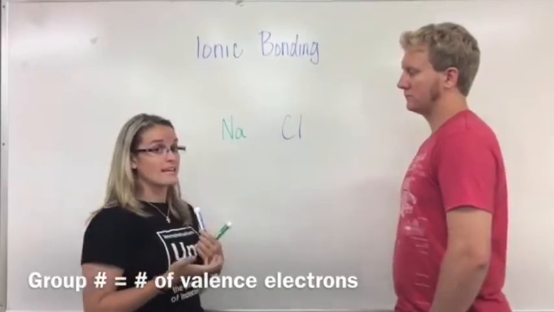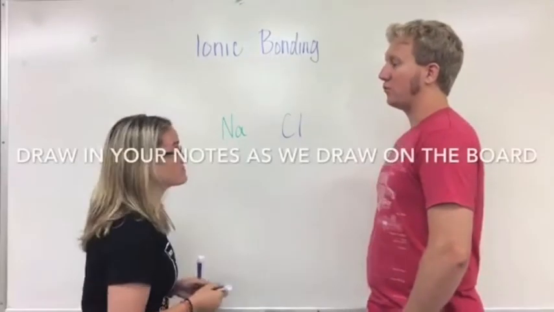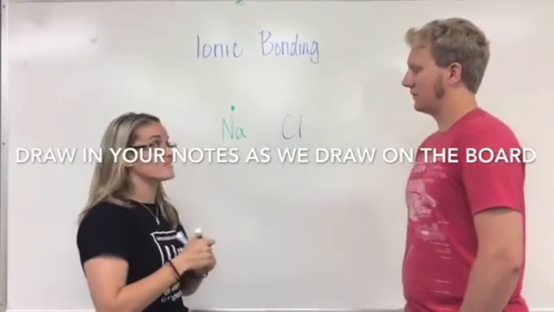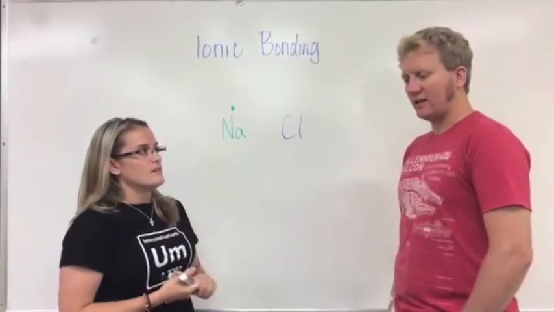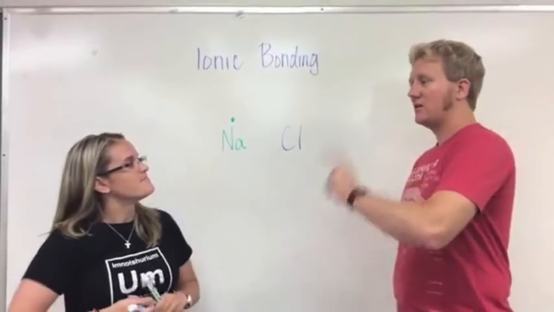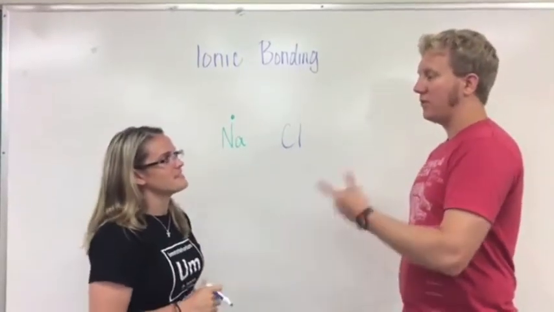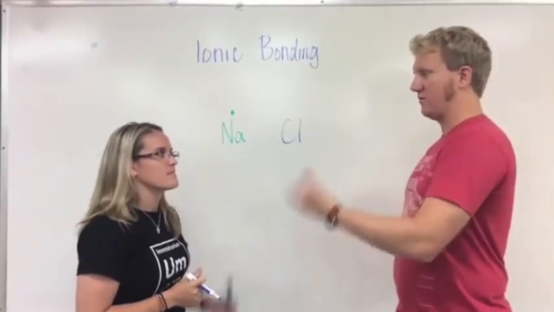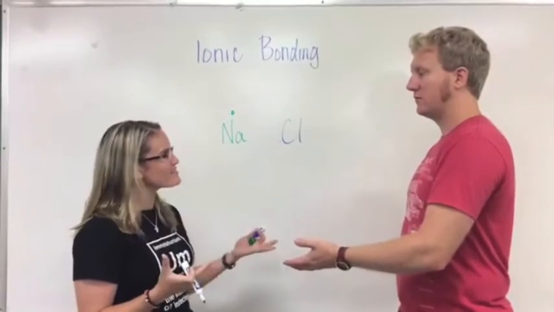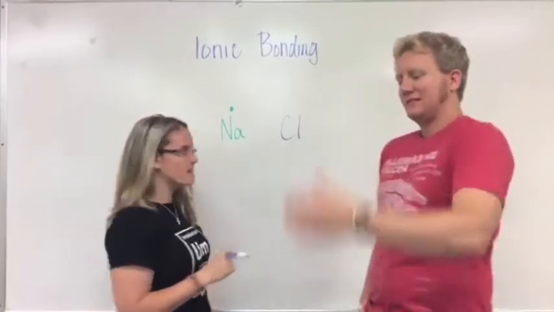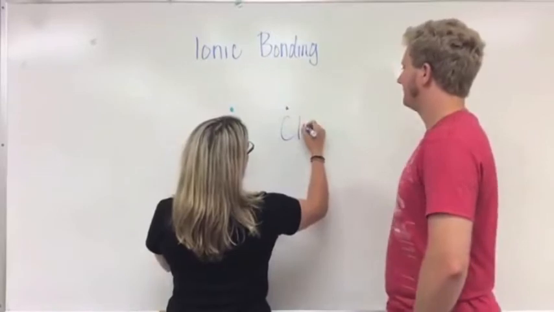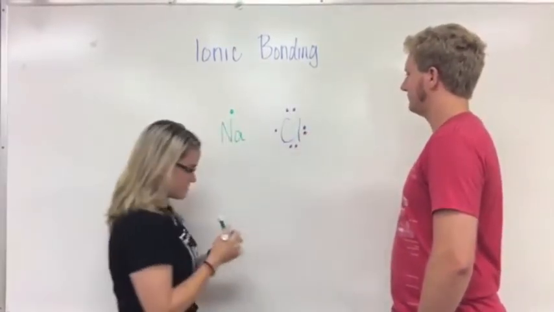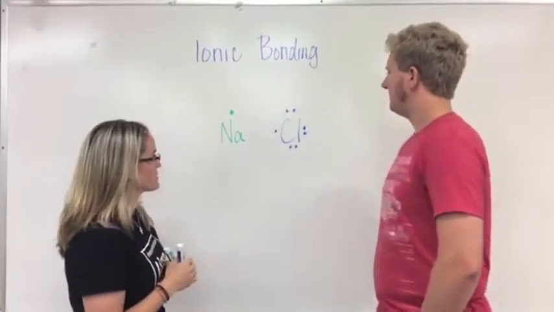So what group is Na? Group number 1, so he just gets 1 dot. All right, and what about Cl? Cl is 17. But we can just say that the 1's not there, so it's got 7. All right, so we have our 7 dots around chlorine.